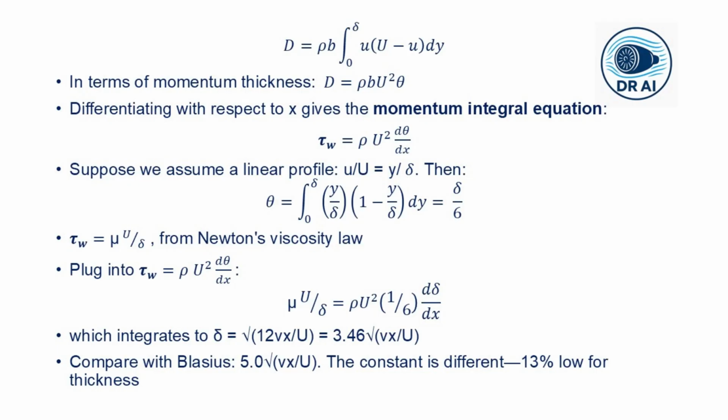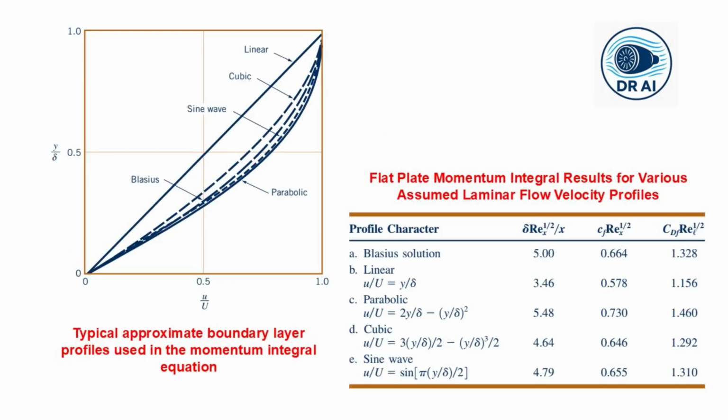So this constant is very different, 13% low for the thickness, but the functional form is exactly right. This approximate method with minimal effort captures the essential physics. Now, this particular table also shows the results for various assumed profiles. The more accurate the assumed shape, the closer the constant gets to the Blasius value of 5.